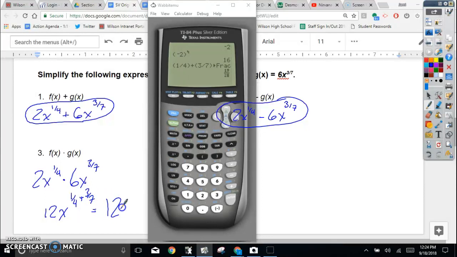So this would be 12x to the 19/28. If you wanted a common denominator, it would be 28, as you can see. So this would become 7 times 4 is 28, so 7 times 1. And on this top side, we multiply by 4 top and bottom. So 3 times 4 is 12. 7 plus 12 is 19. So that's what the calculator did. It's in lowest terms, so that would be completed at that point.